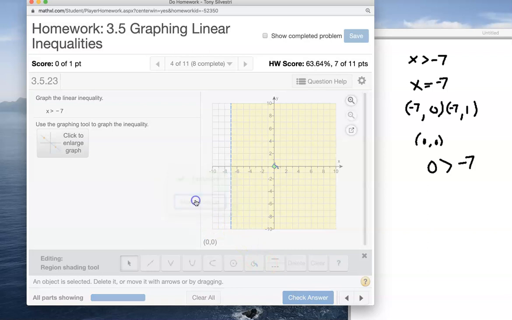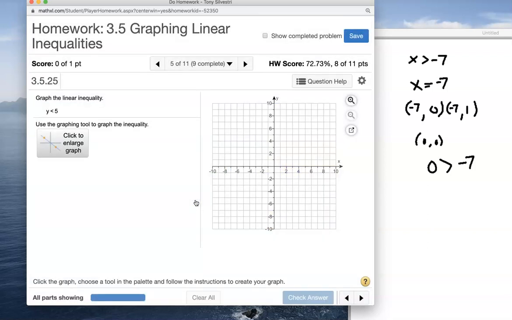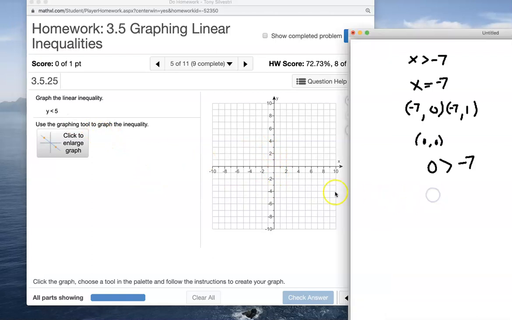There you go. I probably shouldn't have done a separate video, because I think that's all we've got left. All right, let's do this one. y is less than 5. Now, you remember what a y equals is? This is y is less than 5, but we need to plot the y equals equation to draw the line that separates the world into two parts.